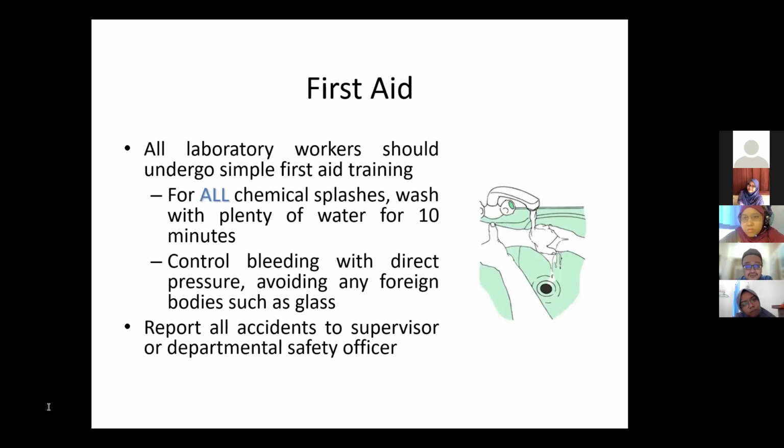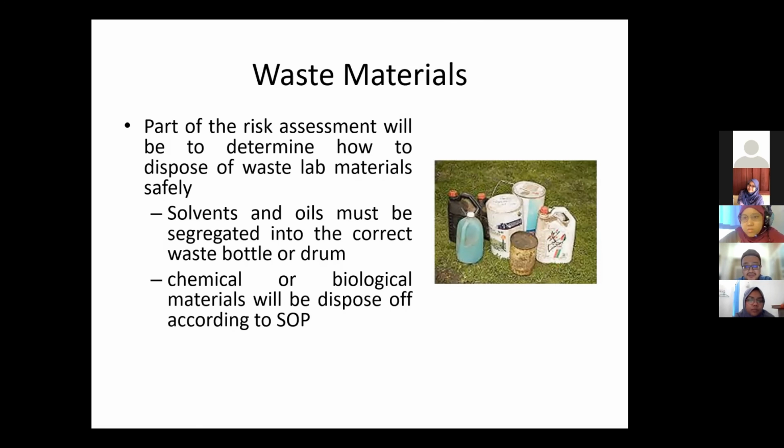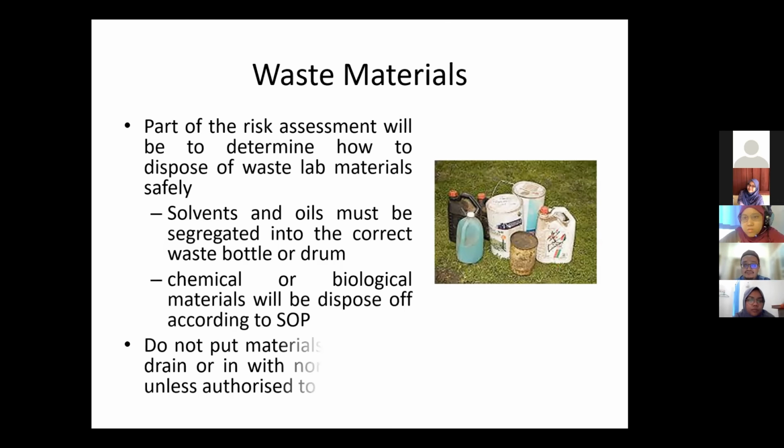Most importantly, any accident must be reported to the supervisor or safety officer. Waste material: part of the risk assessment will be to determine how to dispose of waste lab material safely. Not to just dispose of it, but to dispose of it safely. Solvents and oils must be segregated into the correct drum. Chemicals or biological materials will be disposed of according to SOP.